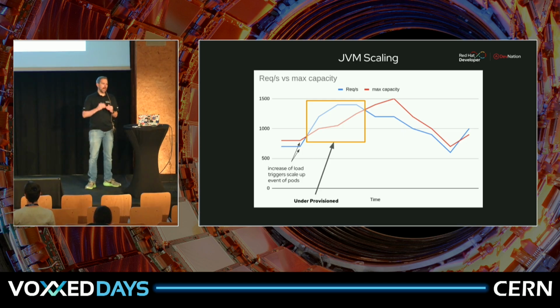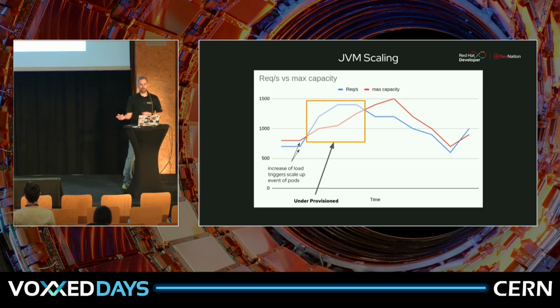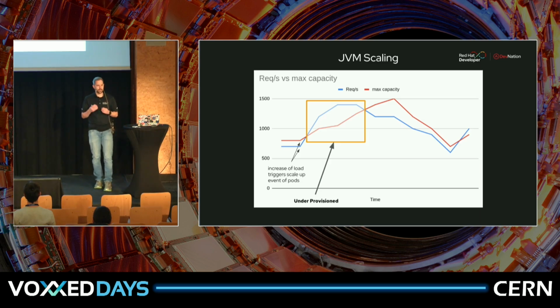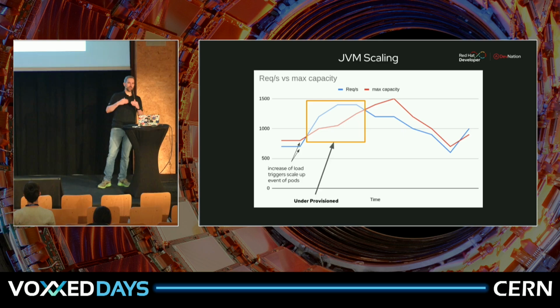But as the requests go up, your Kubernetes environment will notice there's an increase in memory and CPU, so we're going to create more instances, and that's great. But the JVM that is running in those containers takes a little bit of time to really get up to its maximum requests per second, its maximum capacity, right? So here you can see, even though we scale up more instances, it takes a while before we actually have the maximum capacity. And at that point, in this example at least, we lose requests, right? So that's not so ideal.